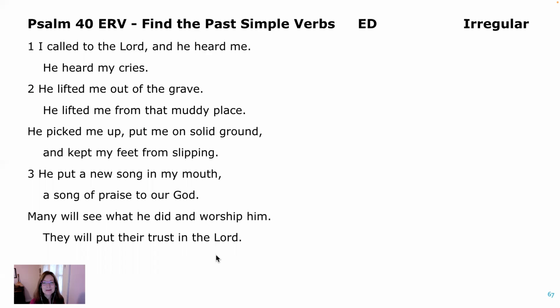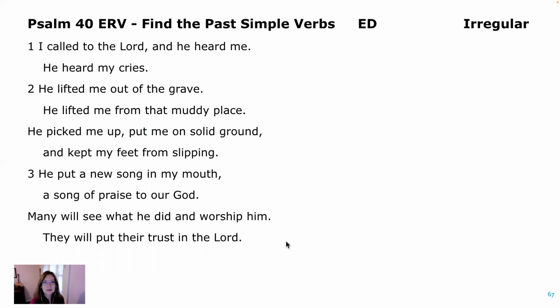I really like this passage from Psalm 40 because we can bring it into our students' real needs right now. Often we feel that we are crying out to the Lord for help. Often we feel that we're stuck in some sort of muddy pit and can't get out. And this Psalm 40 talks about that feeling. So we can start out by asking our students, when have you felt like you were stuck? When have you cried out to the Lord for help?